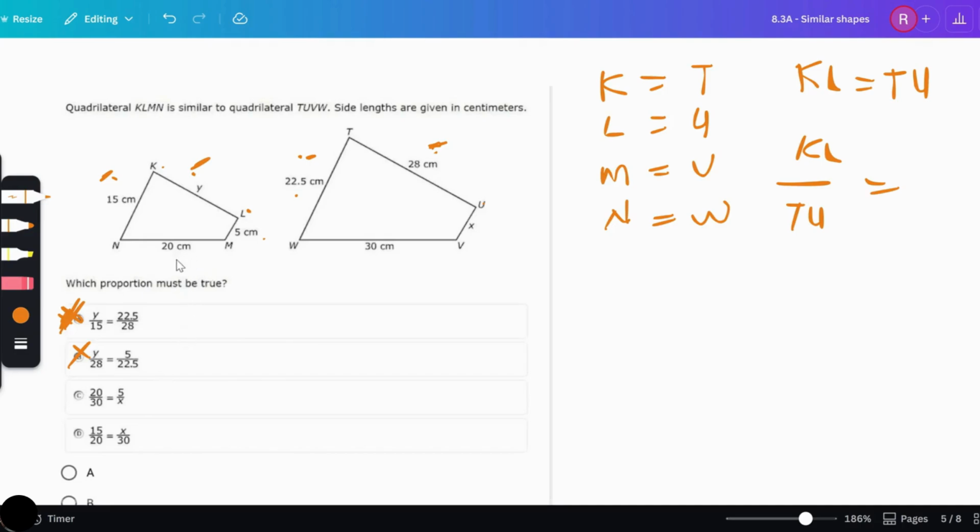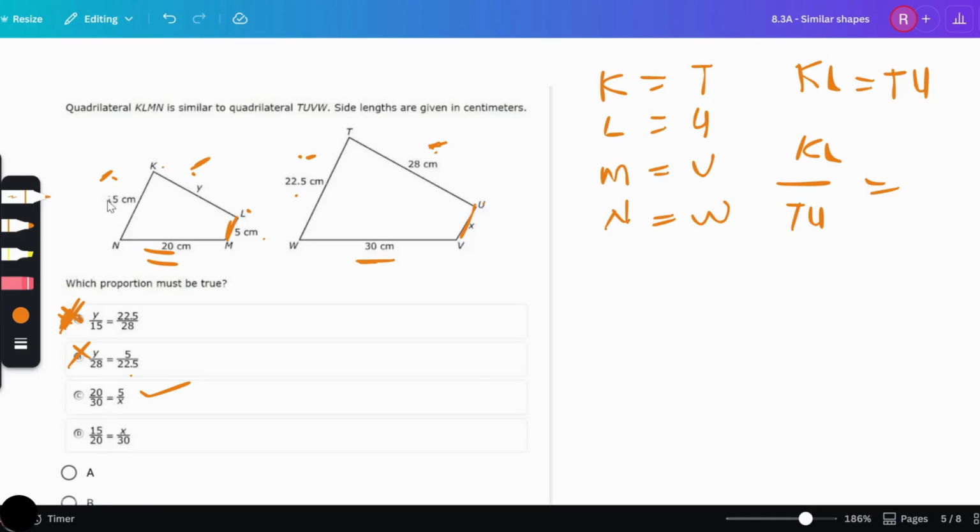The next one, we have 20 over 30. Yes, these two sides correspond. Then 5 over x. 5 is here, x is here. So option C is correct. 20 over 30, then 5 here, x here. LM corresponds to UV.